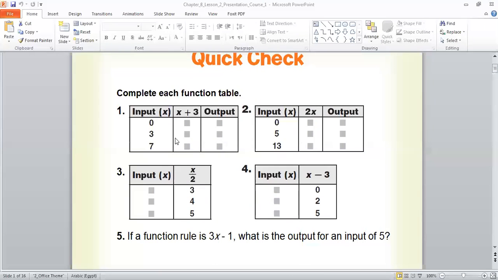So if you need to solve this one, we will remove x and substitute it with 3. We will plug 3 into the position of x. So 3 plus 3 here will be equal to 6. So the output will be equal to 6.